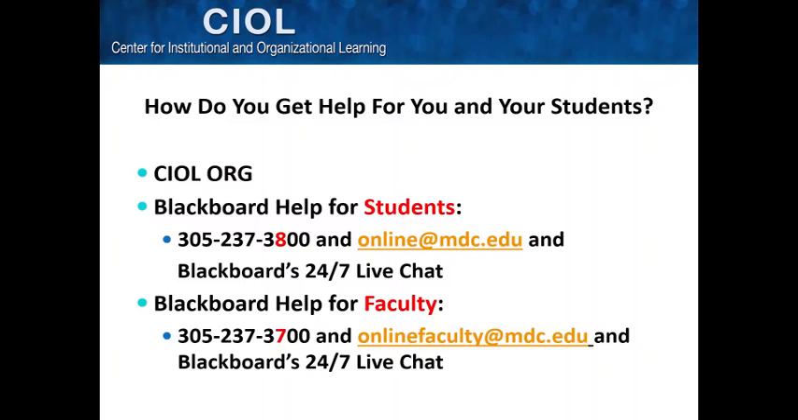Now, how do you get help for you and your students? Well, the CIOL.org is the first place you should go, and I'm going to give you a tour of that in just a few minutes. The next thing you can do is there's Blackboard Help for students, and there's their information. They also have the 24/7 live chat available, and that's on the institution page of Blackboard. You can also put it into your course if you need to.